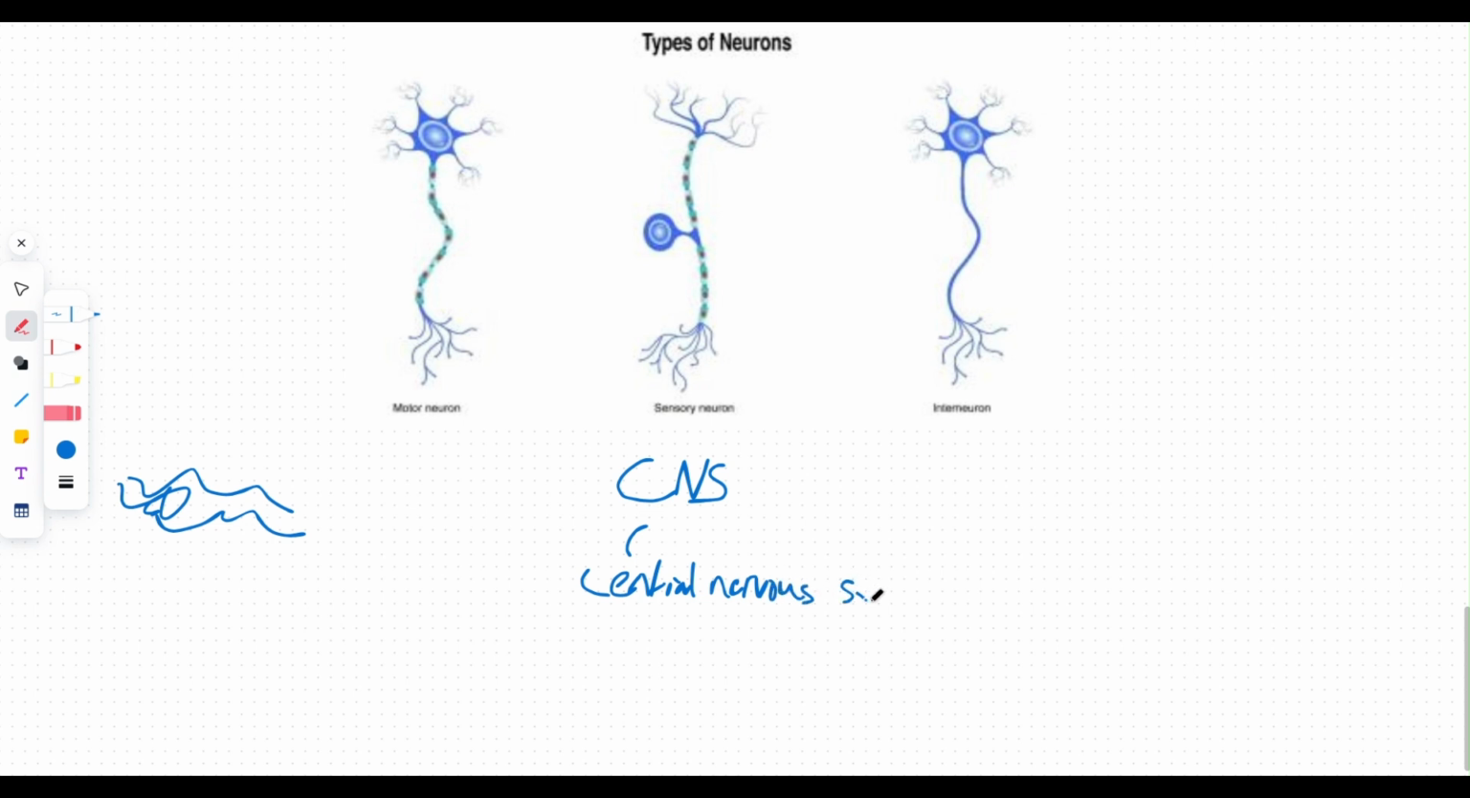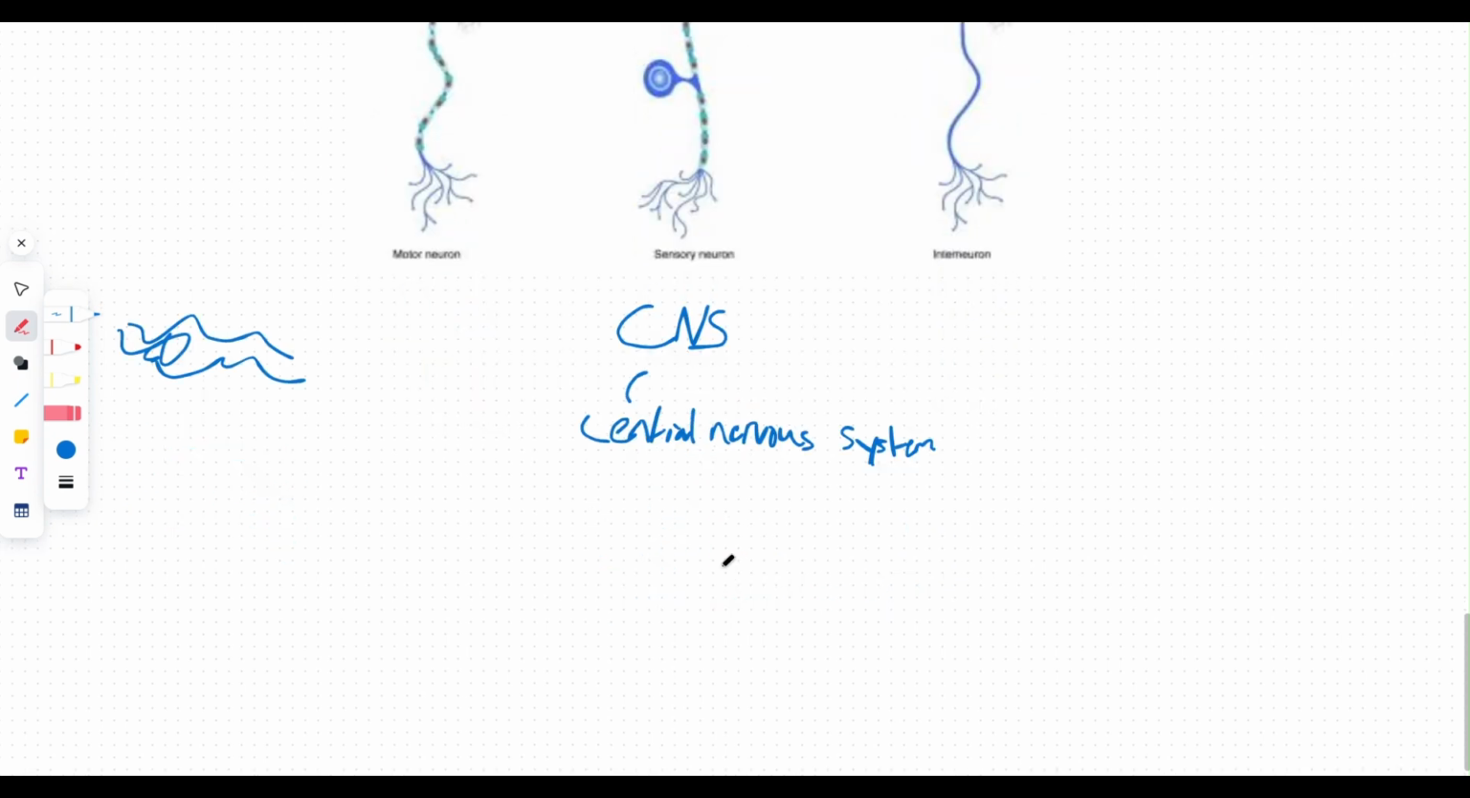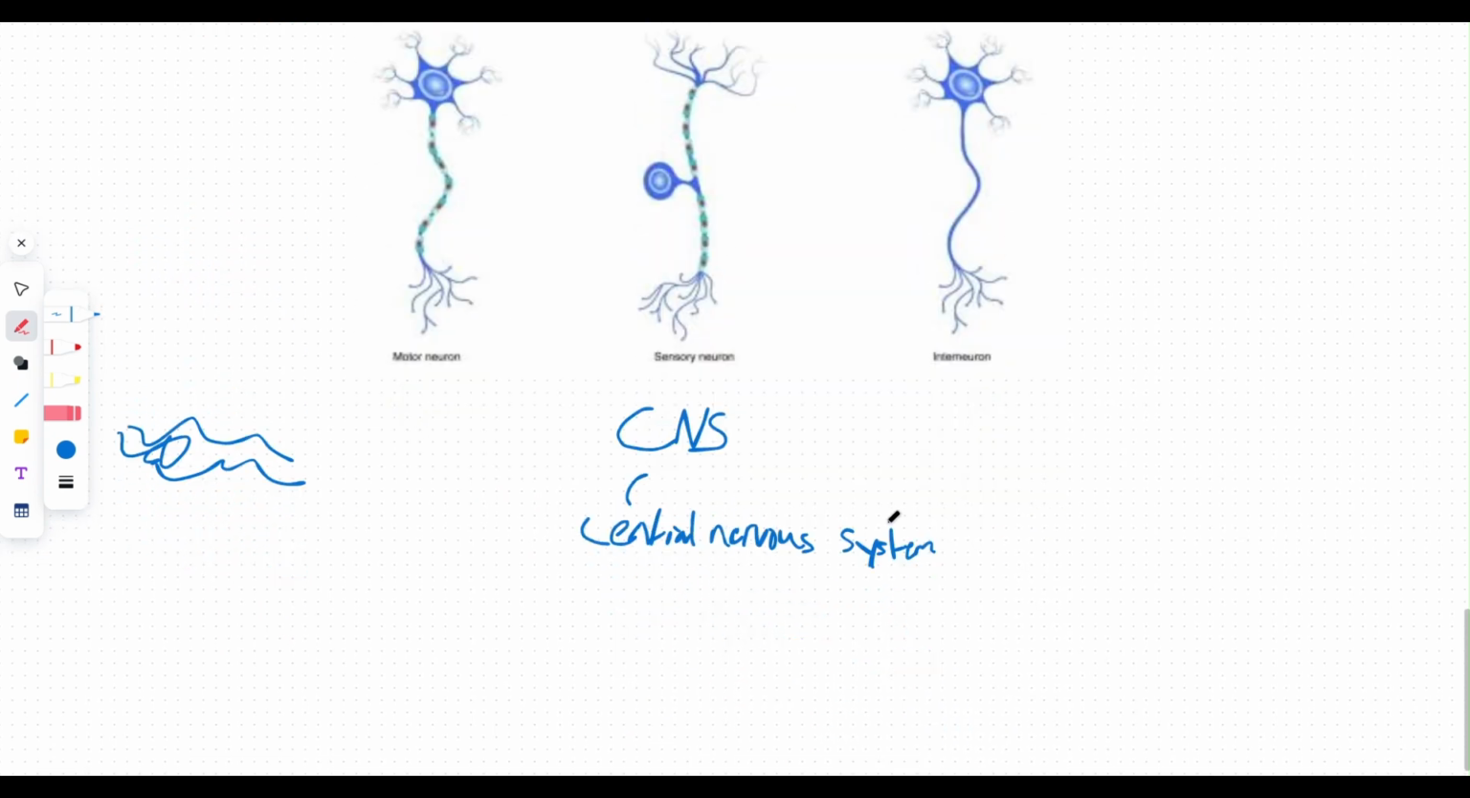Oh, by the way, I might as well get into this now. There are two types of nervous systems: the central nervous system and the peripheral nervous system, right? The central nervous system is basically the brain and the spinal cord, whereas the peripheral nervous system is basically everything else, like all the other nerves, right? That's basically your peripheral.